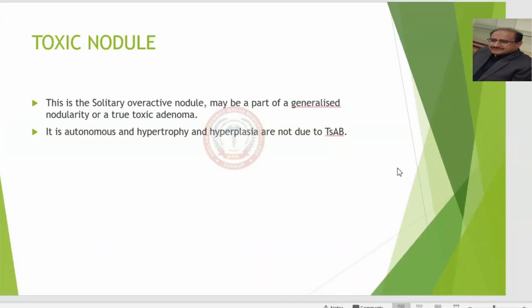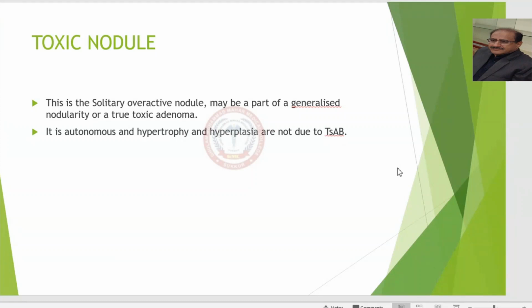So this is a solitary overactive nodule, maybe a part of generalized nodularity or a true toxic adenoma. It means maybe the whole thyroid gland is enlarged, but one nodule is present in the whole thyroid gland that is toxic. That is secreting increased concentrations of thyroid hormones. Or sometimes a toxic adenoma is present.